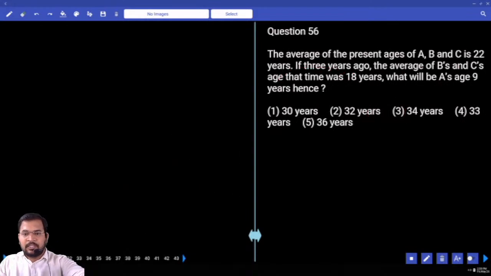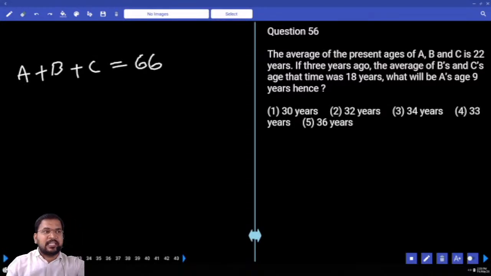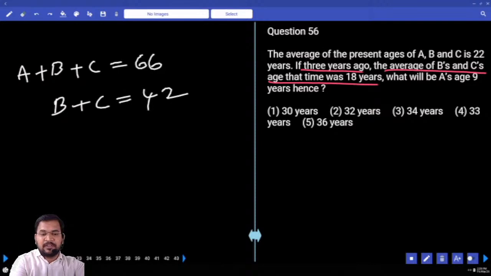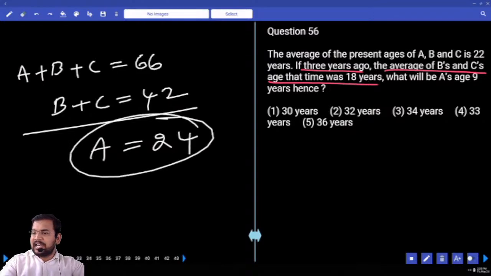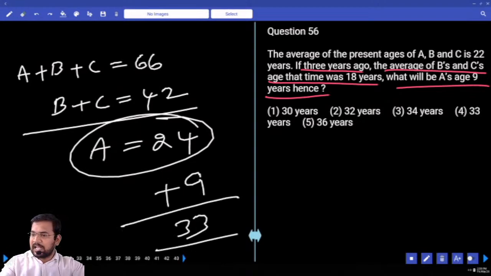Next one. The average of the present ages of A, B, C is 22 years. Sum is what, Nana? 66. Next, 3 years ago the average of B and C was 18 years. Present is 21. So the B plus C average is 21, sum is 42. Therefore A's age is 24. But they are asking what will be A's age 9 years hence. 9 years hence is nothing but plus 9. So your answer is 33.